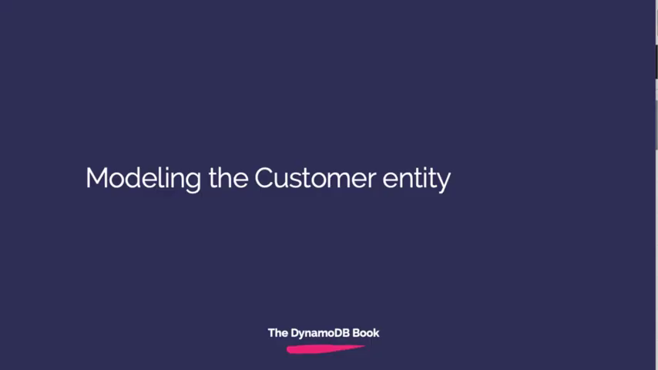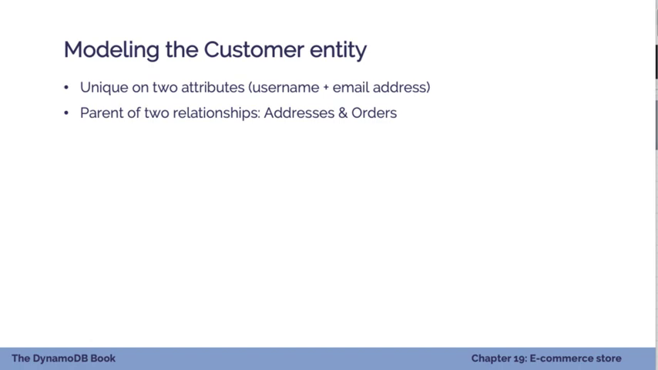So I'm going to get started modeling the customer entity. You usually want to start with something that's pretty core to your application, and I think this is a good example. You could go with either customers or orders, but because customers are the parent entity to orders, there's a one-to-many relationship between customers and orders. It's usually better to start with a more parent entity in your application. So let's start there. Again, two big things we need to think about with that customer entity. Number one, it's unique on two different attributes, the username and the email address, as we've discussed. And then second, it's the parent of two different relationships, addresses and orders.